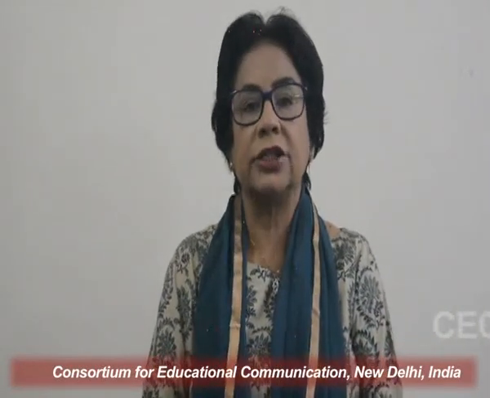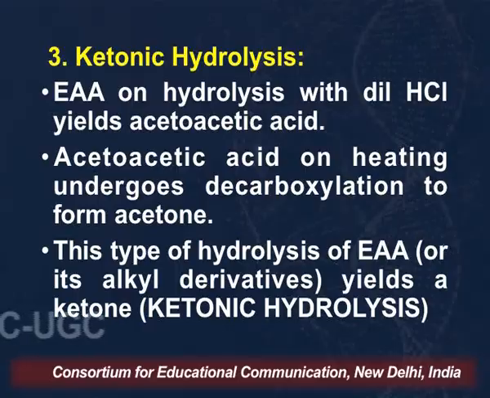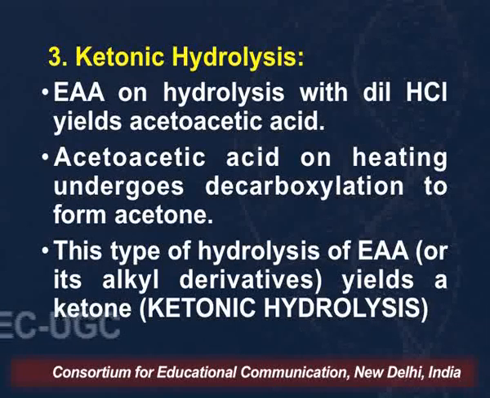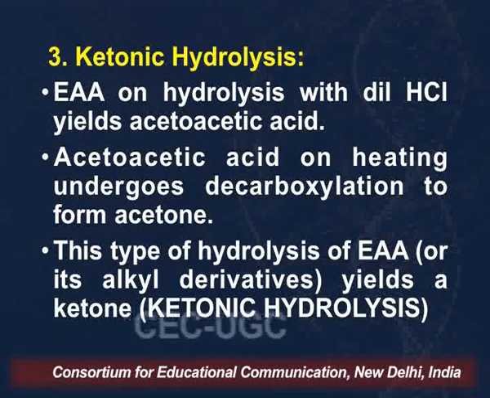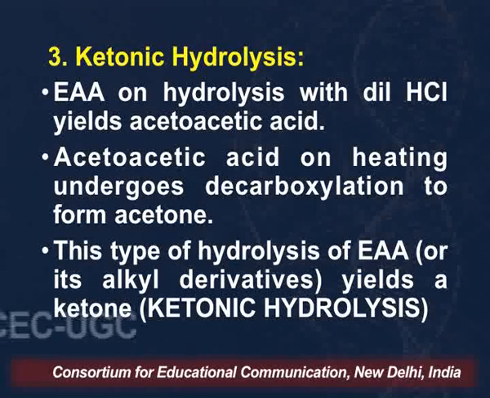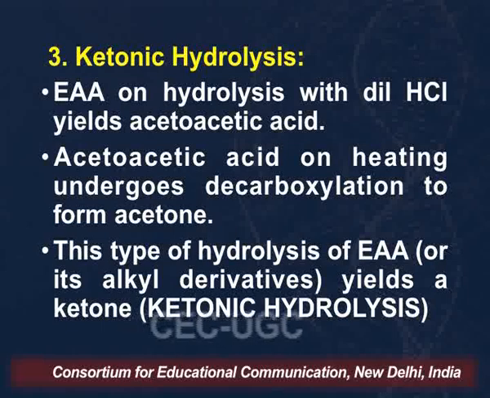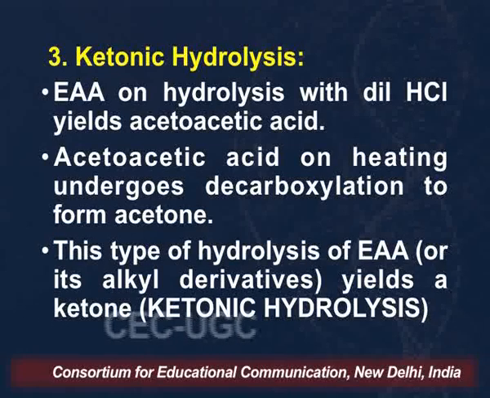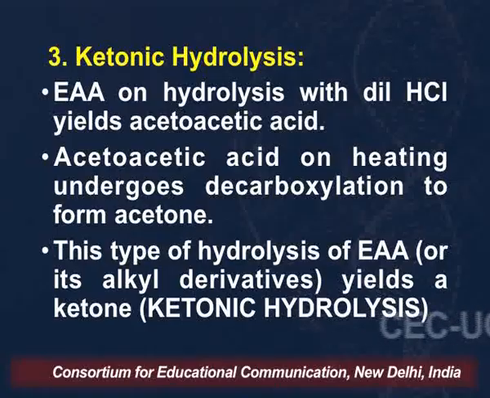So the next reaction, which is very important, is ketonic hydrolysis. Why is it known as ketonic hydrolysis? Because when the reaction is carried out with dilute HCl, it will give acetoacetic acid, which will yield a ketone. So since we are getting a ketone in this reaction, it is known as ketonic hydrolysis. In this reaction, acetoacetic acid on heating undergoes decarboxylation to form acetone.